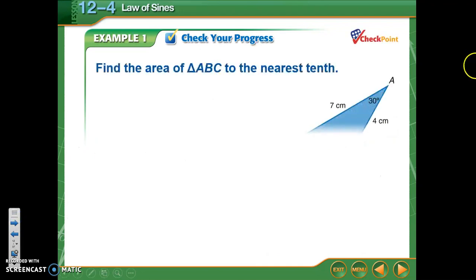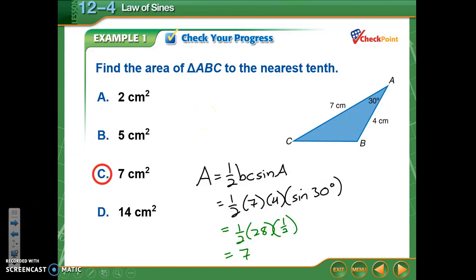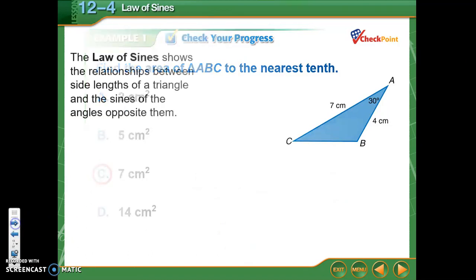Okay, so you guys try that same thing with this triangle. All right, your answer here was C, which is 7 centimeters squared. Here's the work for that one. This one actually comes out to be exactly 7 because we know that the sine of 30 degrees is 1/2. So you could even do this one without a calculator. 1/2 times 28 is 14, times 1/2 is 7.